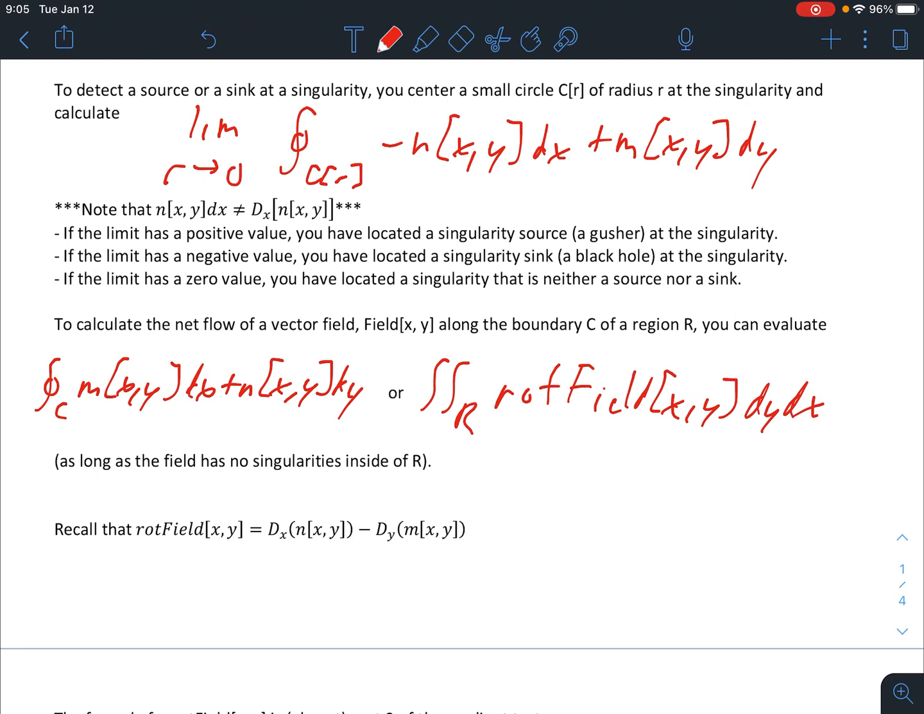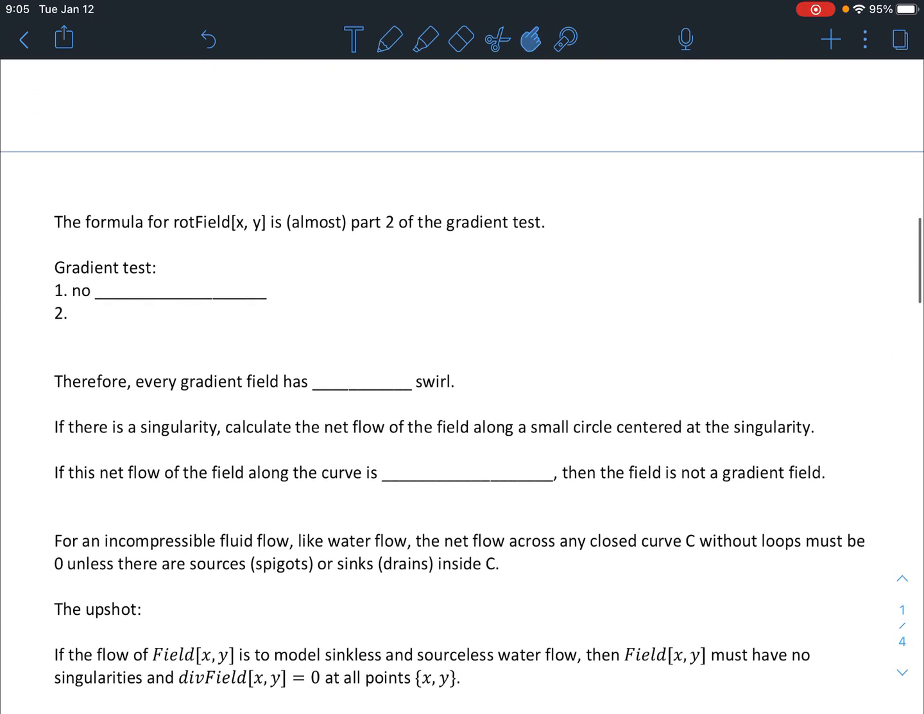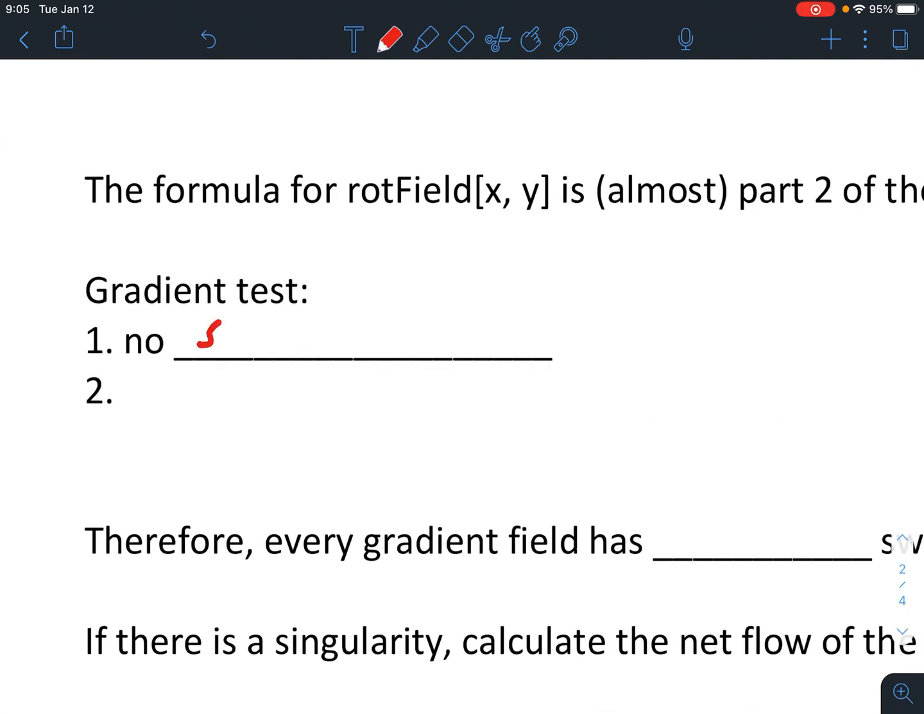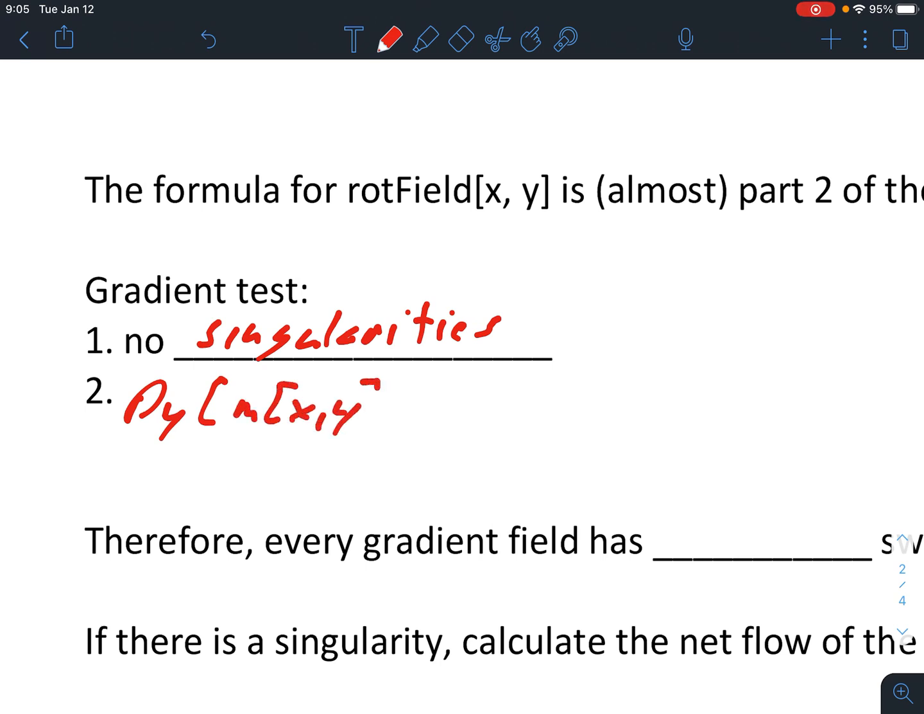Okay, so recall the formula for the rotation of the field is the derivative with respect to x of N minus the derivative with respect to y of M, which is very close to part 2 of the gradient test, right? So let's take a look at the gradient test. The gradient test says, all right, well, there has to be no singularities. That's part 1. And part 2 says the derivative with respect to y of M minus the derivative with respect to x of N must equal 0.